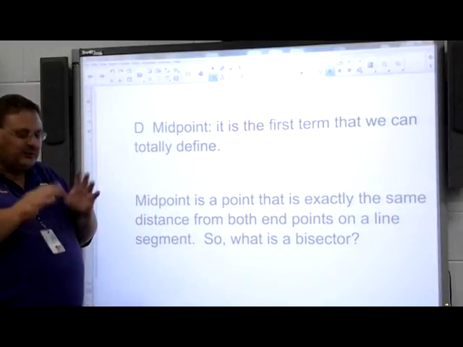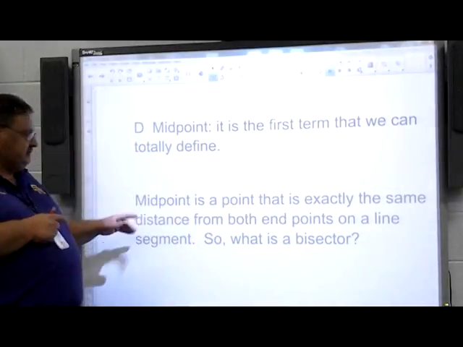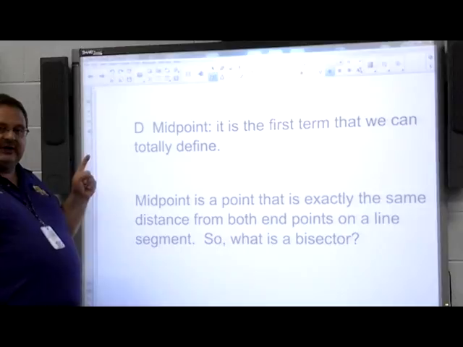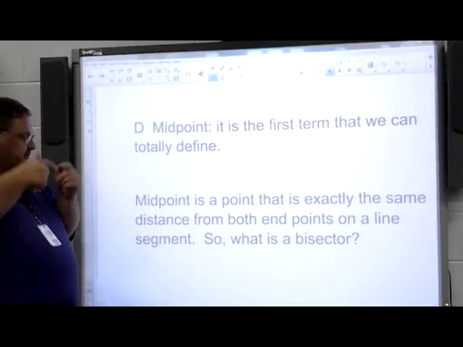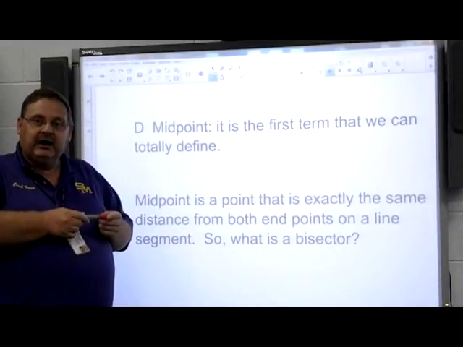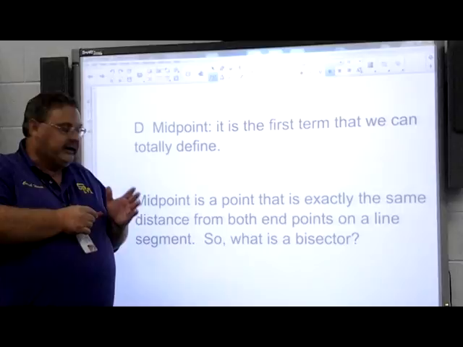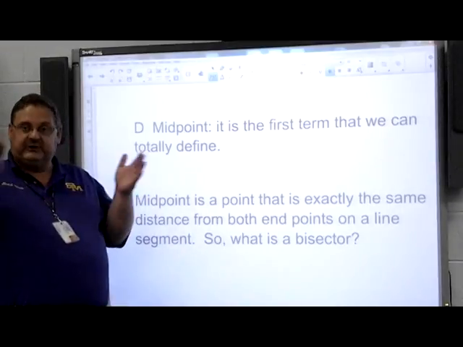What is a midpoint? Commonly people call it a middle. More technically, it is a point that is exactly the same distance from both ends of a line segment. So it's the point that, when we measure, is the same distance from both ends. A common word we'll often see on a test is bisector. Bi meaning two, and sector meaning segment.